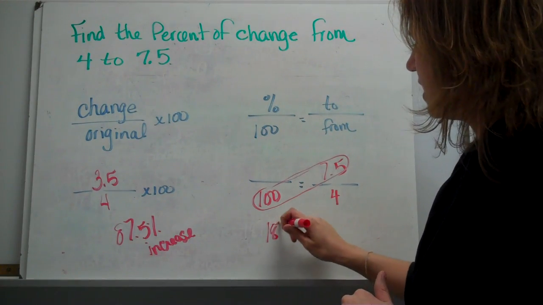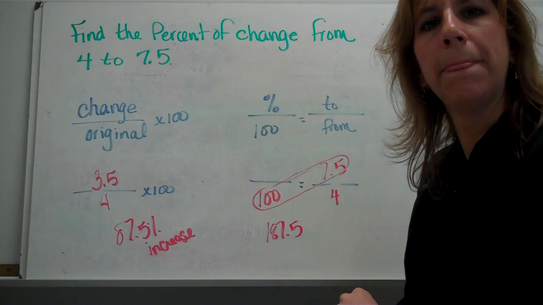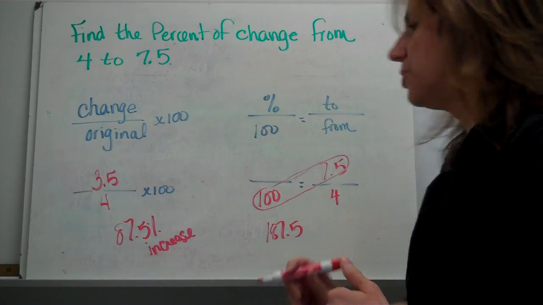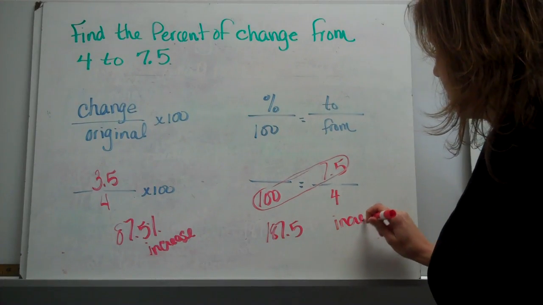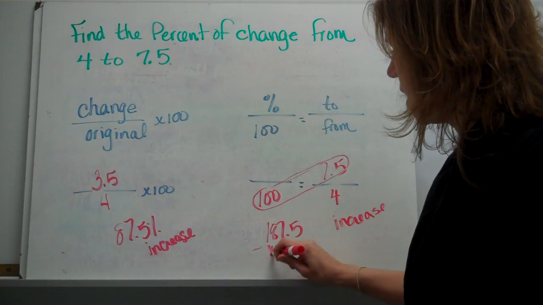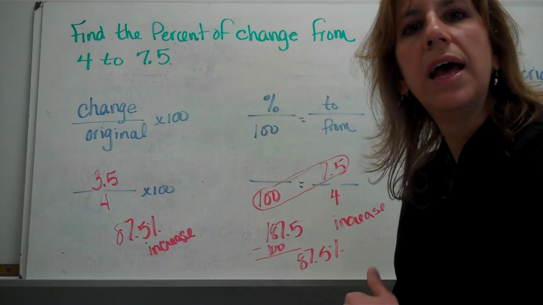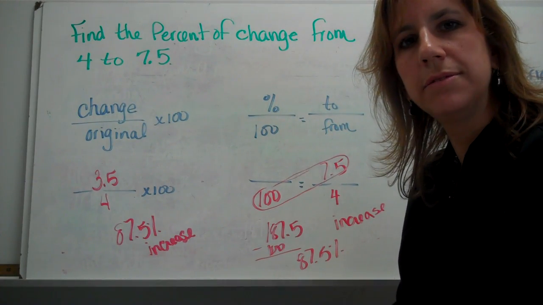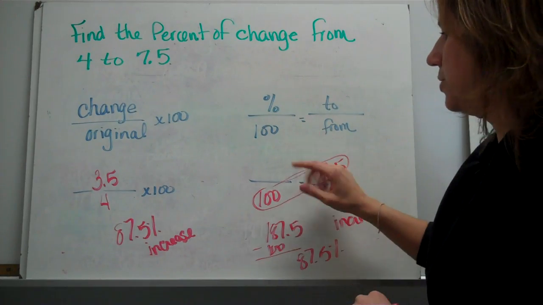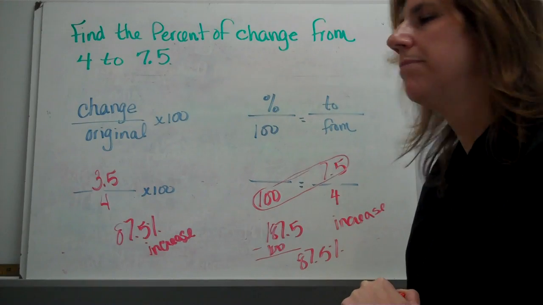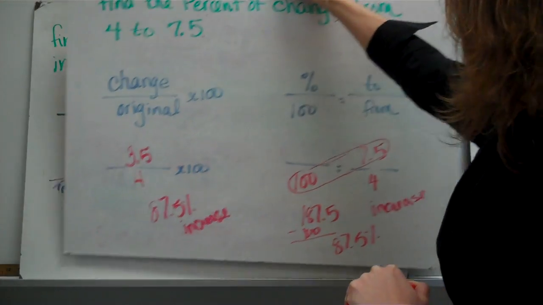Did you get 187.5? It went above 100%, didn't it? So it's an increase. The last step is to subtract 100. It went above 100, 87.5%. So this one, you do your proportion, and then you also have to subtract 100. Okay? All right, let's try another.